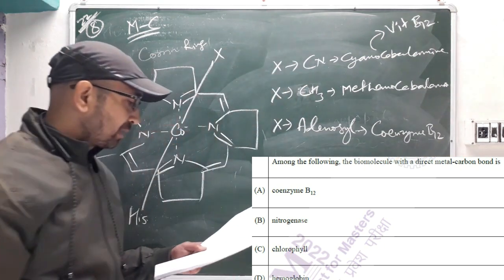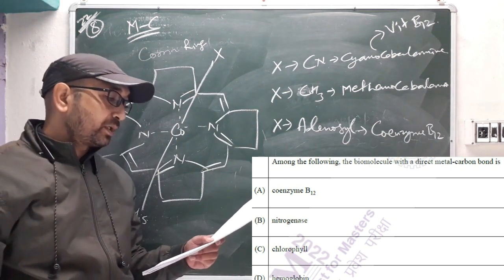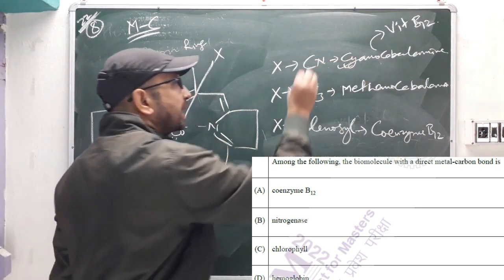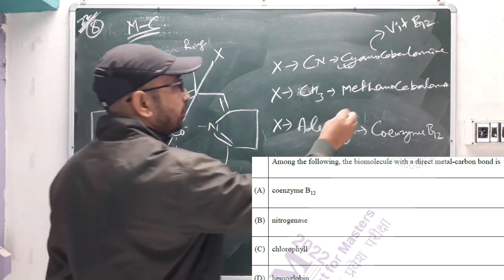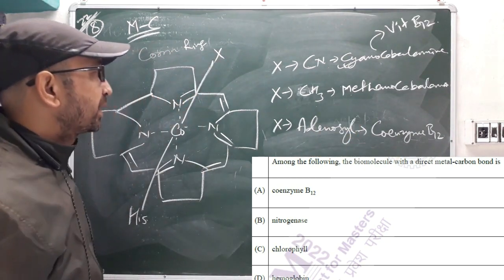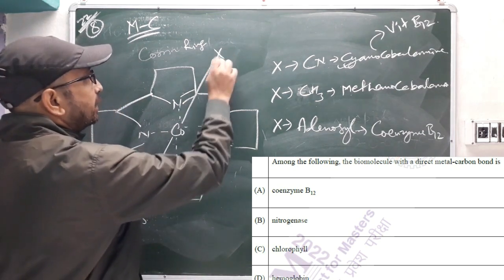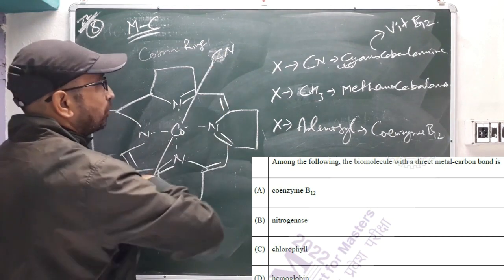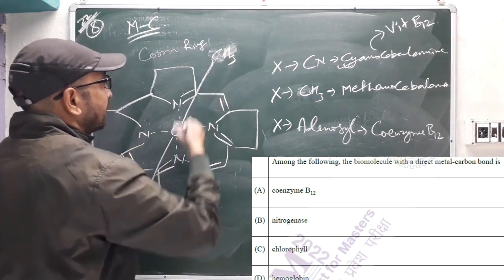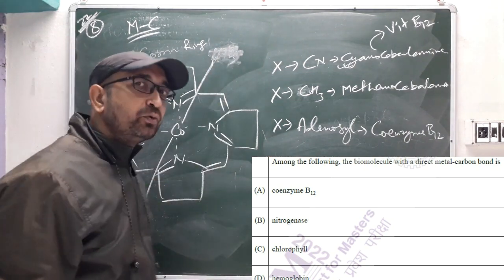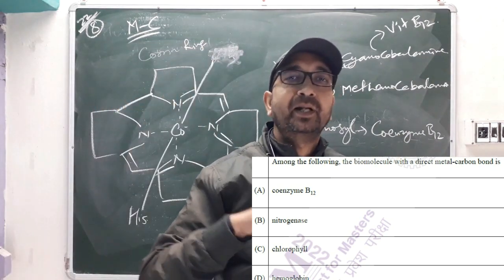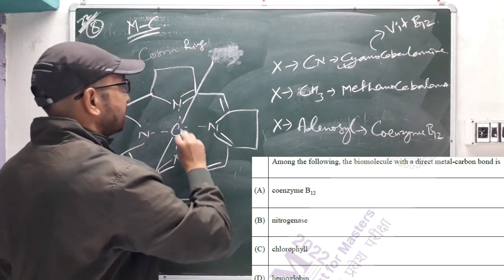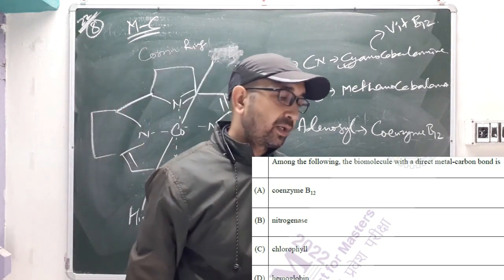But in your question they have asked which coenzyme B12-like biomolecule has a direct metal-carbon bond. So your cyanocobalamin will also have a direct metal-carbon bond. Your methylcobalamin will also have one, because this X is directly connecting. Suppose in this place we have CN, it will be a metal-carbon bond. If it is CH3, then also a metal-carbon bond. If it is the adenosyl group, you know the 5th position is a carbon, right? In that 5th position carbon, it will attach for adenosyl. So there also, it is a metal-carbon bond. So I think your option A will be correct.